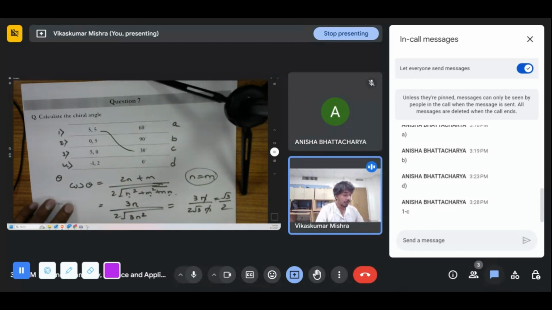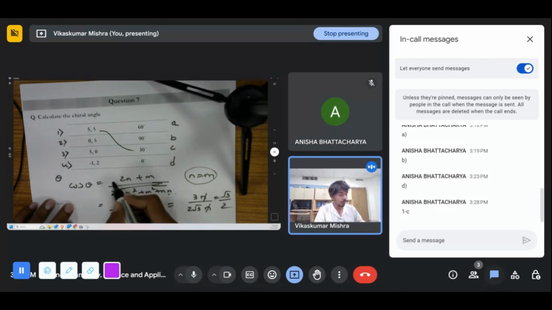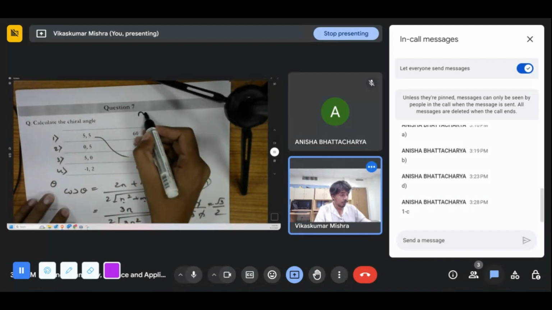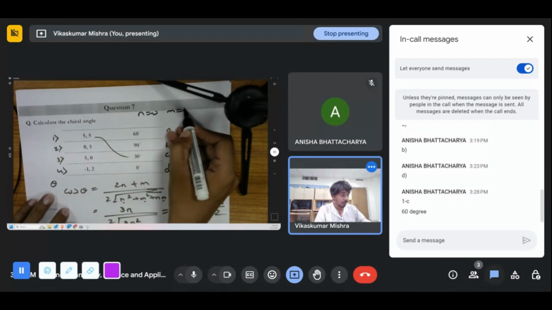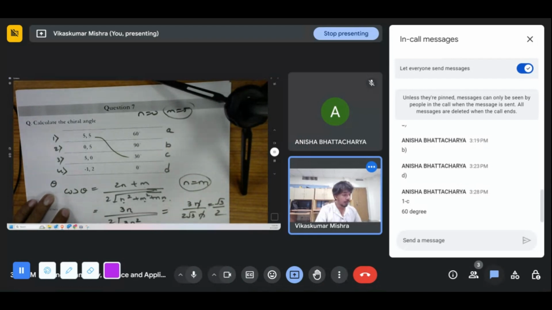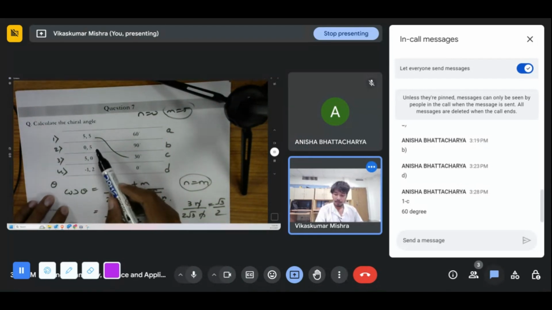What about 0 and 5? If I put 0 over here, if n is equal to 0 and m is equal to 5, then it's coming to be 60. Yeah, it's 60. That's right.